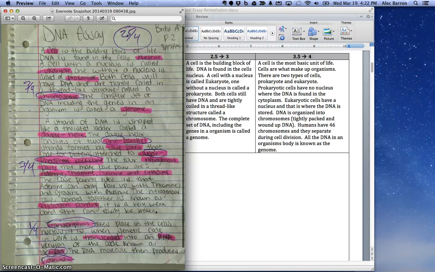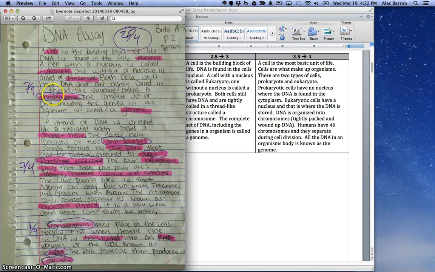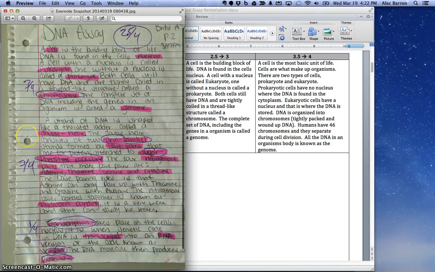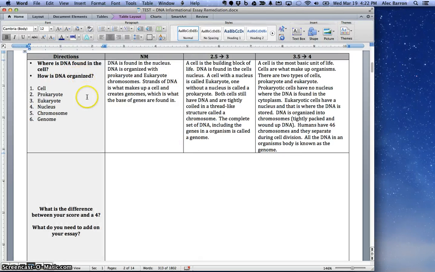So in any case, if you didn't accurately explain what a chromosome is, or you just didn't explain it, and same with the other words on the test, you'll see the other things I circled for her, then the more circles essentially, the lower your score, because you're not fully explaining how those words are used to answer the question. And the first question was, where is DNA found in the cell and how is the DNA organized?